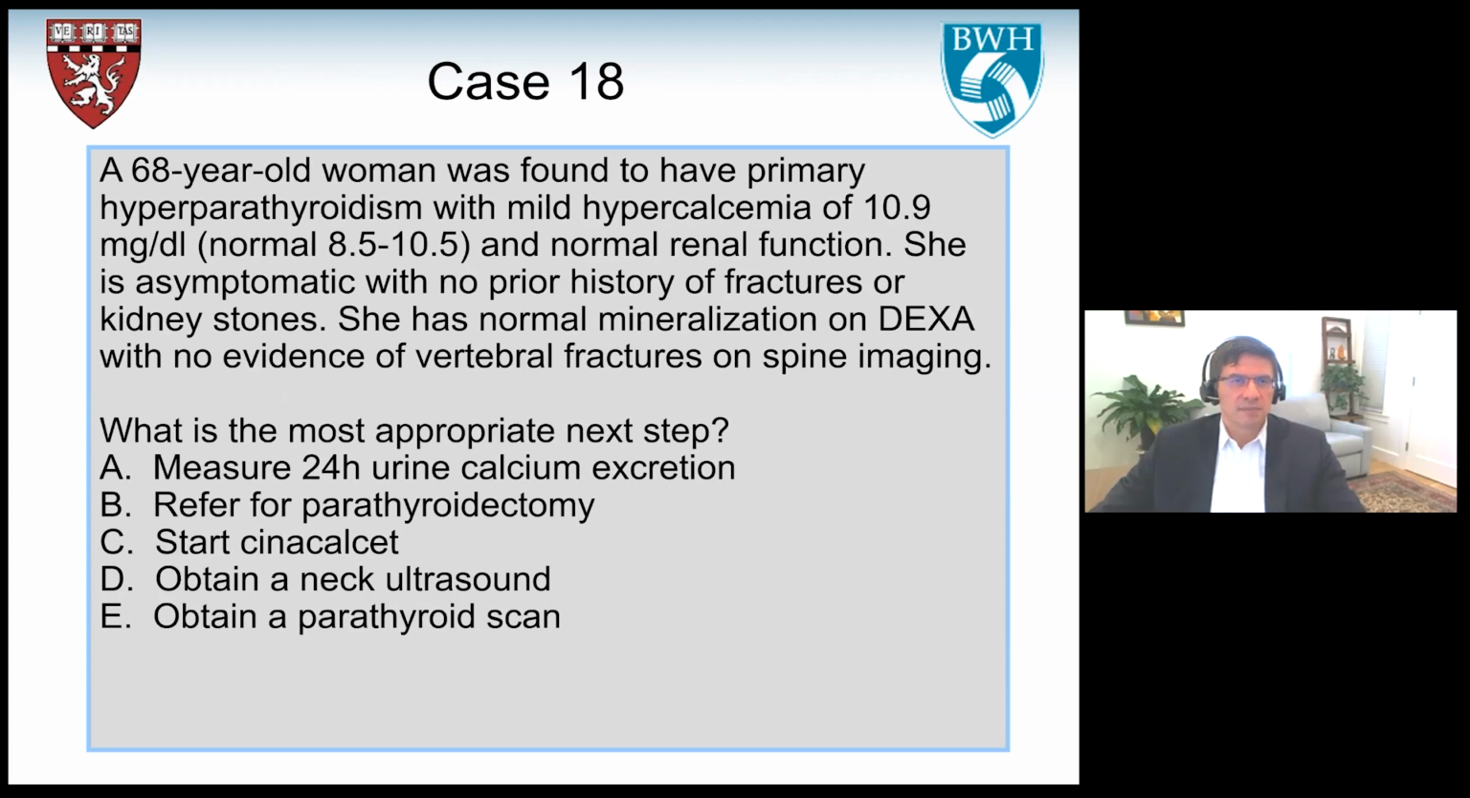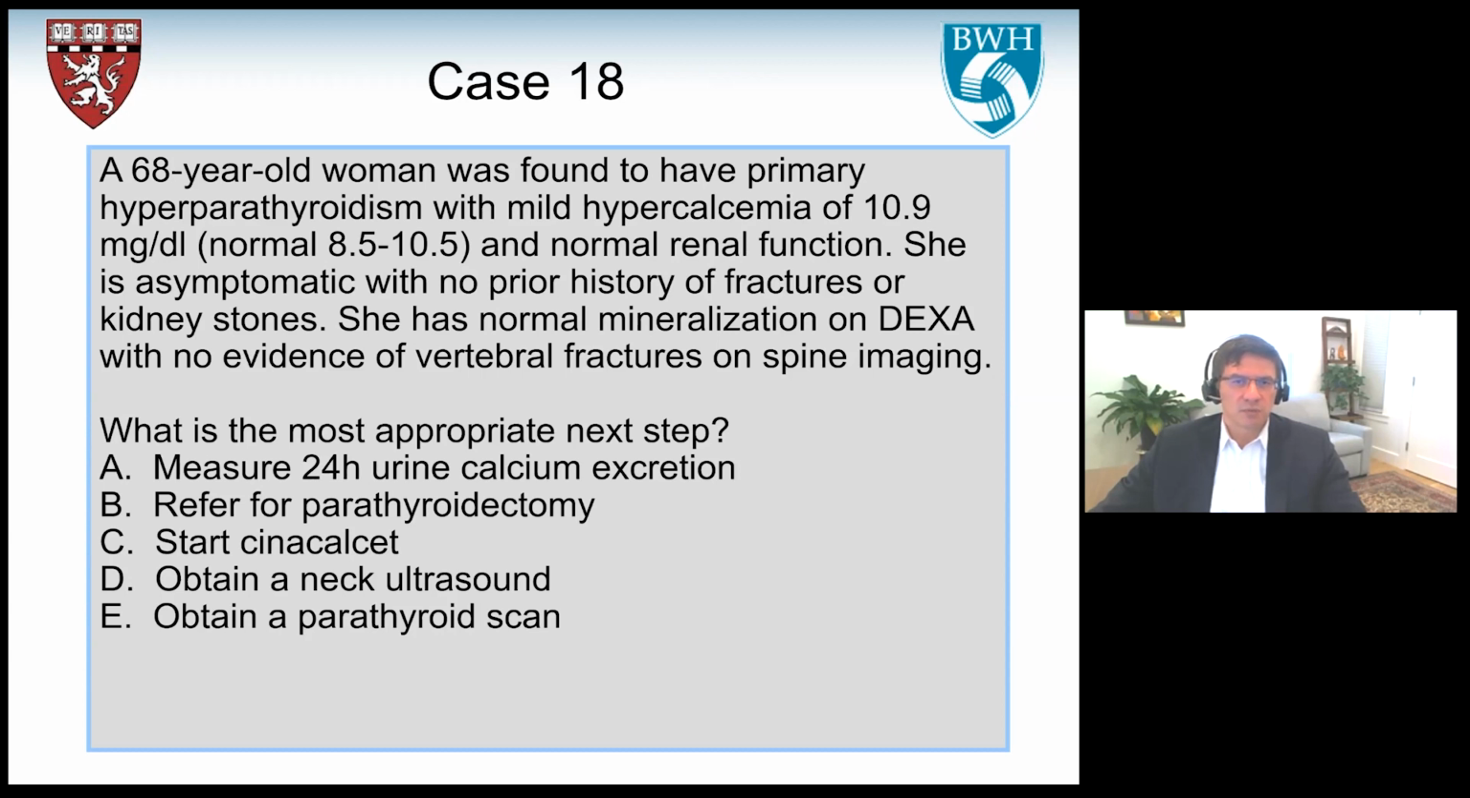Case 18. A 68-year-old woman was found to have primary hyperparathyroidism with mild hypercalcemia of 10.9 milligrams per deciliter, with the upper limits of normal being 10.5, and normal renal function. She is asymptomatic with no prior history of fractures or kidney stones. She has normal mineralization on DEXA with no evidence for vertebral fracture on spine imaging.